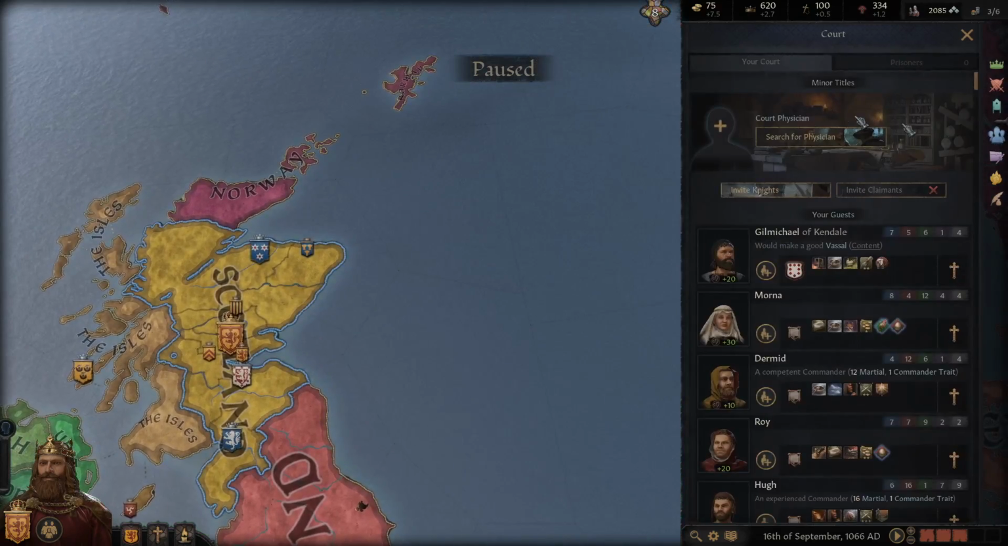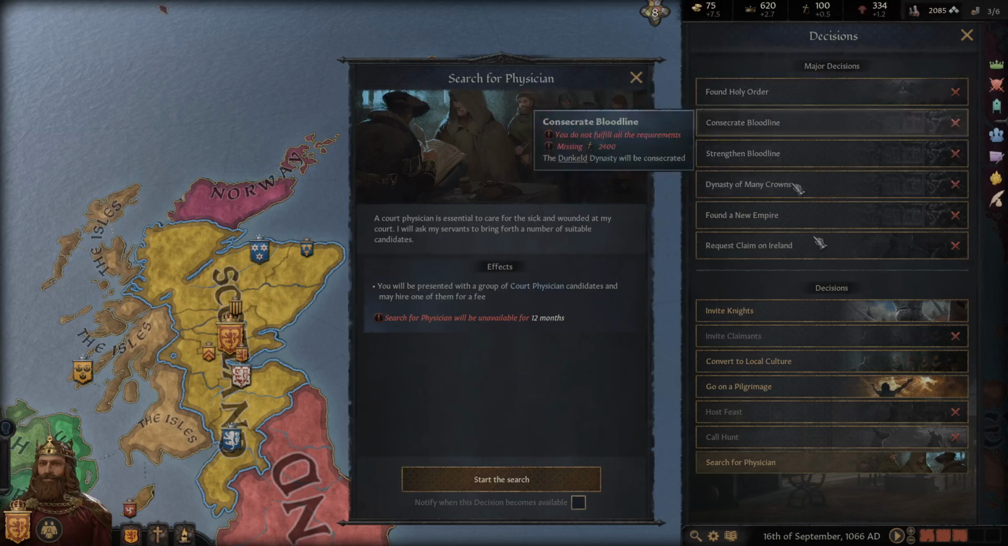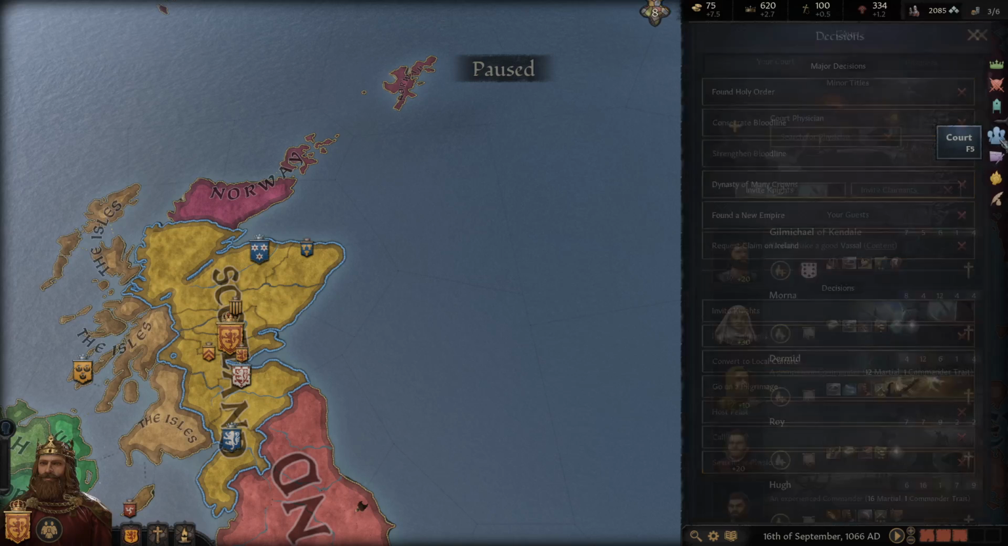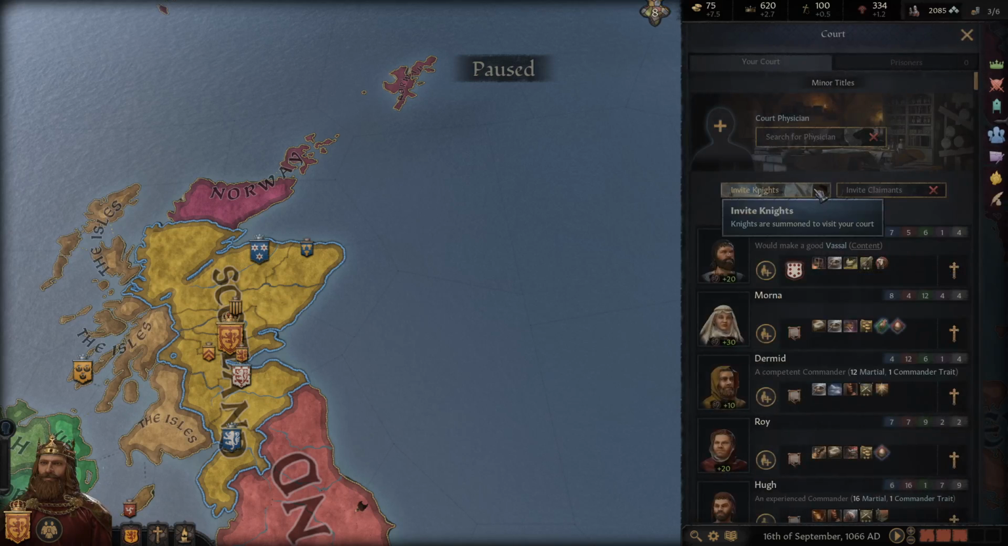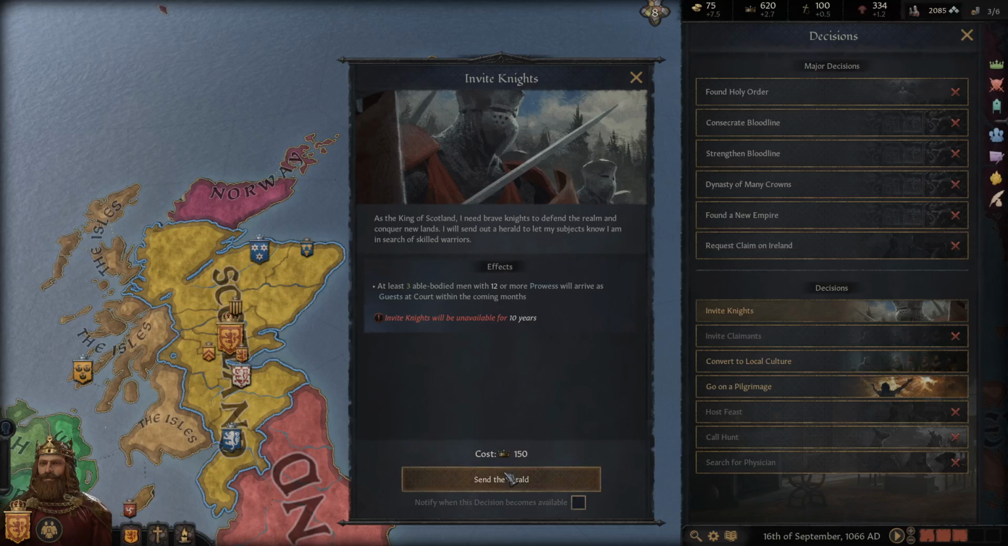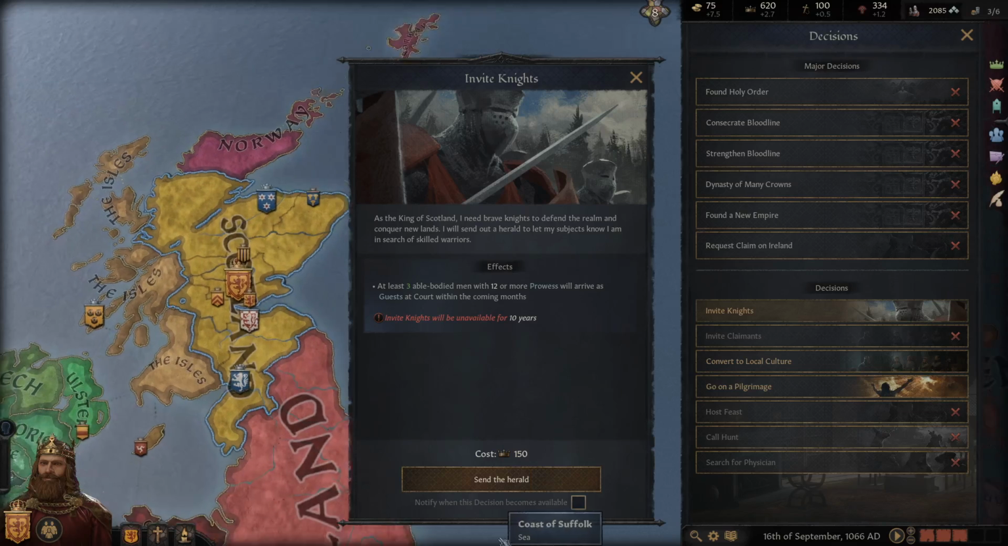Okay. To the court, let's look for a physician. Start the search, please. Okay. And I can invite some knights, which could be fun. As the King of Scotland, I need brave knights to defend the realm and conquer new lands. I will send out a herald to let my subjects know I am in search of skilled warriors. At least 3 able-bodied men with 12 or more prowess will arrive as guests at court within the coming months. Let's do that.